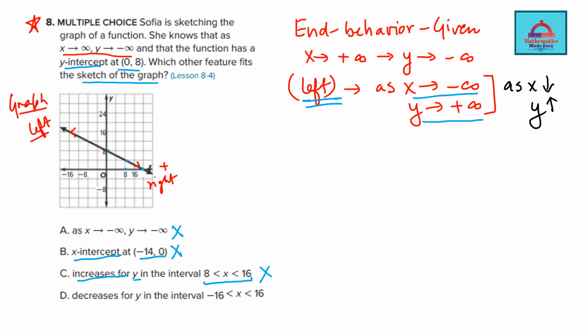Last point, in the interval negative 16 to 16. So from here till here. Beginning from this part of the graph, I'm going to this point where x is negative 16 and I'm going to go down, down and down till I reach 16. So what is the nature of the graph? It's going from this point to this point. So it's definitely decreasing. It says decreases for y, which is quite evident from the question. So yes, this is the correct answer.